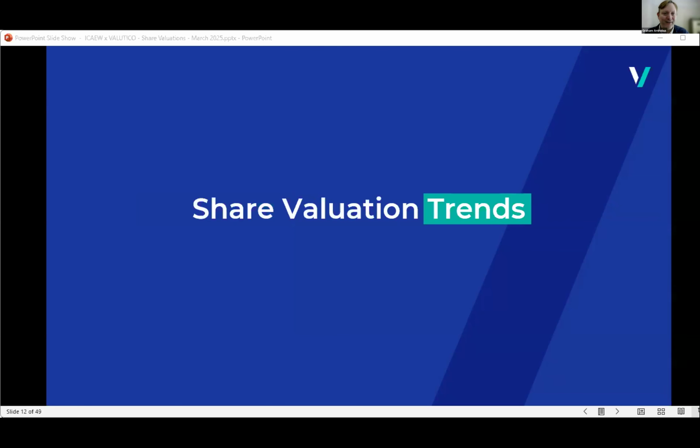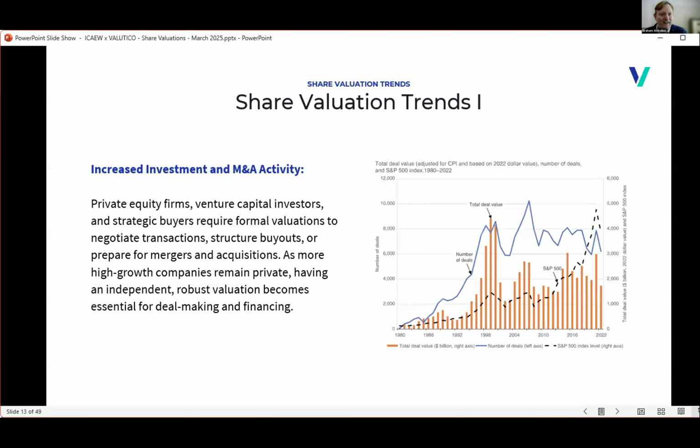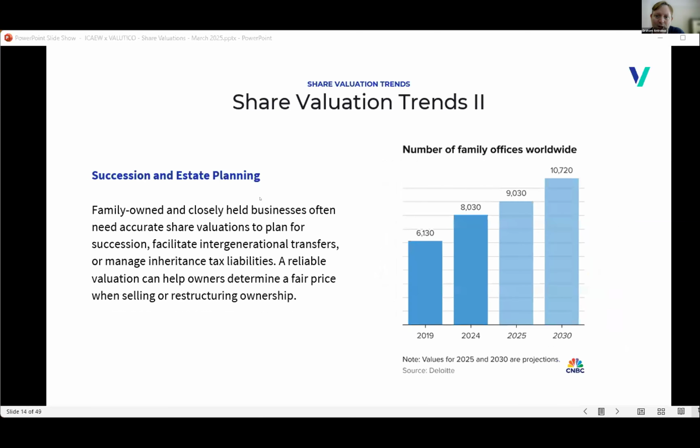So share valuation trends then. Just to get underway, one of the key trends we're seeing in share valuation is the increasing demand that's been driven by investment activity, mergers and acquisitions. Private equity firms, venture capital investors and strategic buyers are relying more than ever before on formal valuations to support negotiations, structure their buyouts and facilitate M&A transactions. And as high growth companies choose to stay private for longer, the need for independent, well-substantiated valuations has become even more critical. So that's one of the strands that's currently affecting the increase in valuation work.